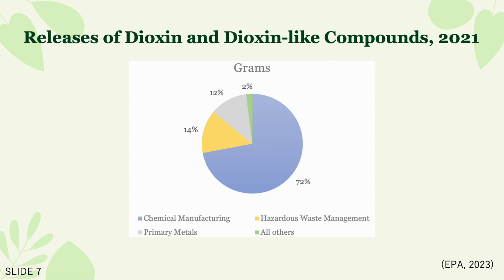The following pie chart compares the industry sectors that reported the greatest release of dioxins in units of grams. Many different industry sectors release very different mixes of dioxins. The chemical manufacturing industry accounted for 72%, and the primary metal sector accounted for 12% of total grams of dioxins that were being released, based off of the EPA.